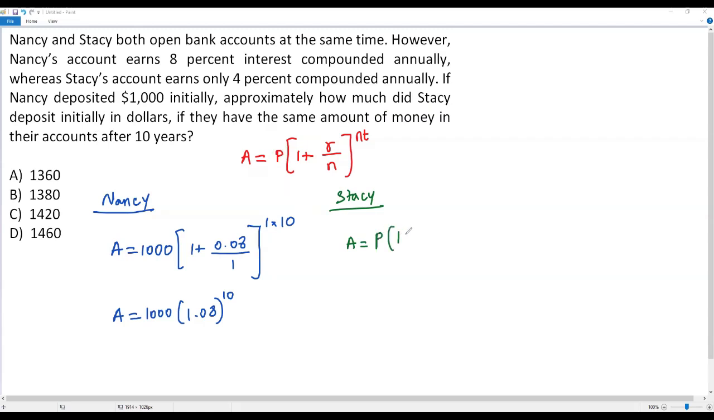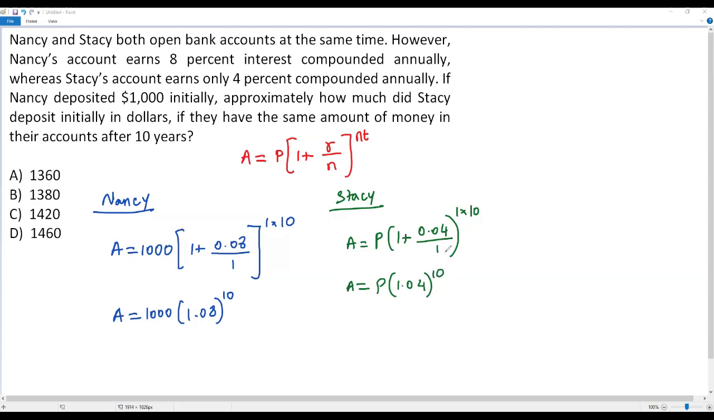P can be written as it is, times (1 + R). So what's the value for R? It's the rate of interest. In Stacy's account, we have a 4% rate of interest. When I convert this 4% to decimal, it will be 0.04 divided by N. This one also is compounded annually, so the value of N is just 1, to the power of 1 times the time period, which is the same, 10 years. Let me continue. A equals P times, when I divide 0.04 by 1, I get 0.04. When I add that 0.04 to this 1, I get 1.04 raised to the power of 1 times 10, which is just 10.